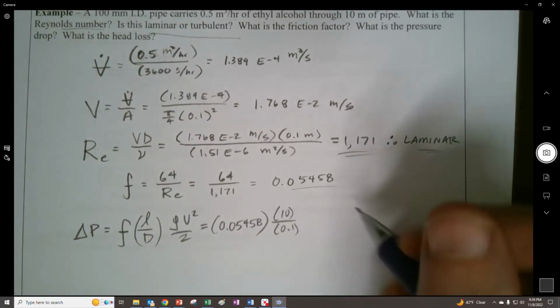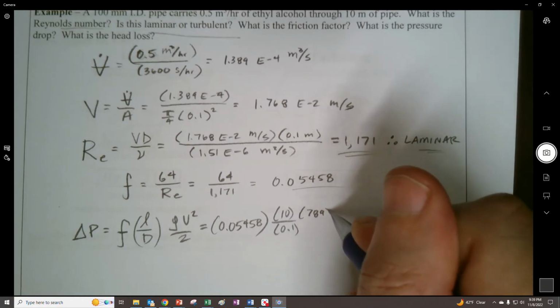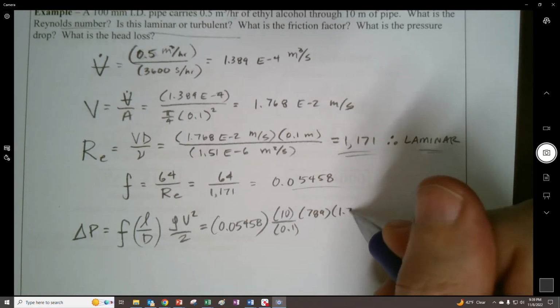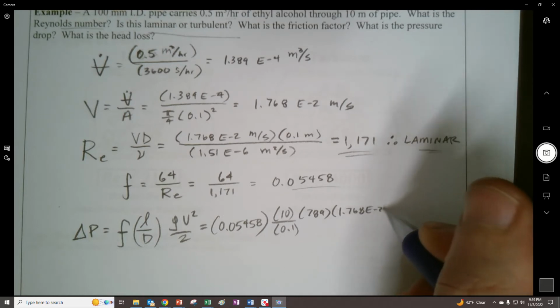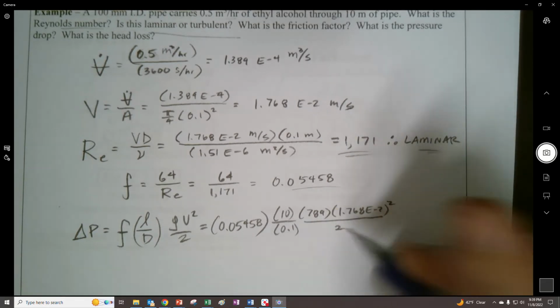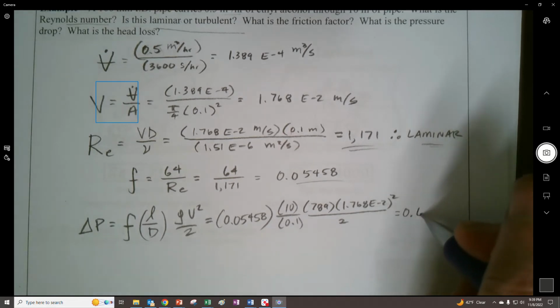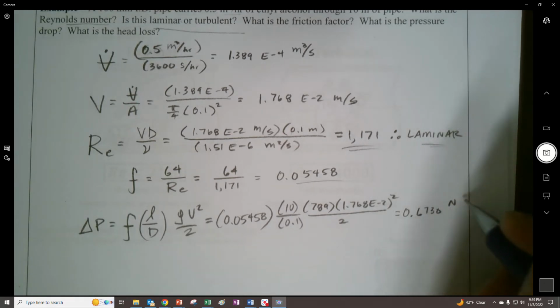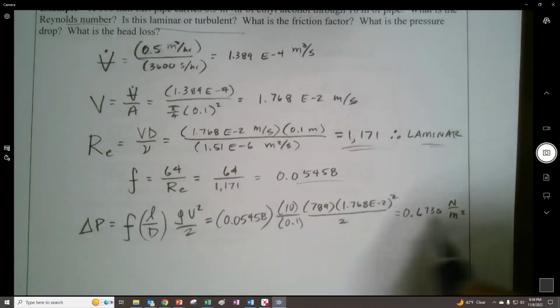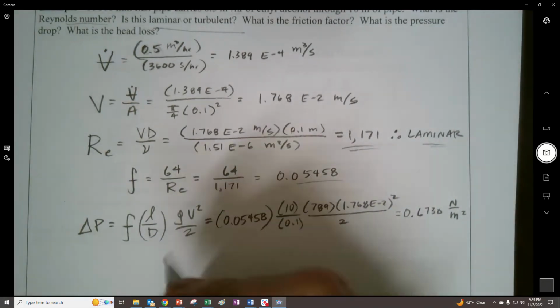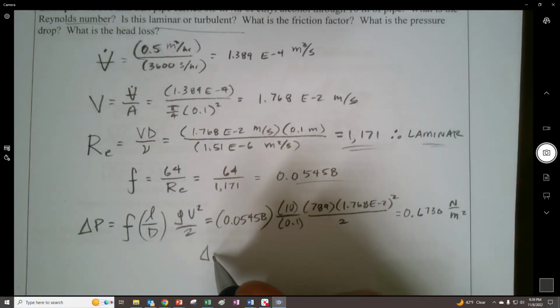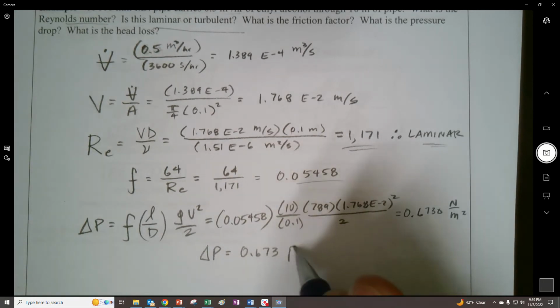Sure enough, 789. And the velocity, 1.768 E minus 2, squared, divided by 2. And what do we end up getting? It's probably going to be small. 0.6730. These are newtons per meter squared because we used base units of newtons and meters all the way through, which is the same thing as a Pascal. It's so small, that's fine, just keep it that way. And there's the Pascal right there.